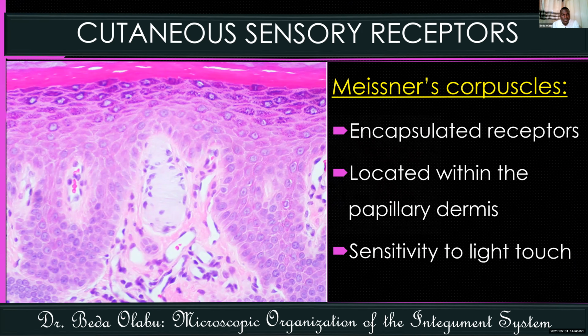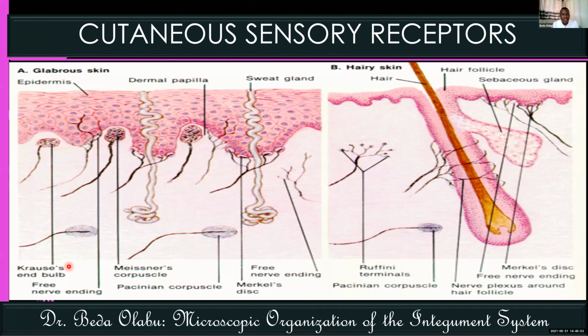There are many other receptors we mentioned, like the Krause end bulb, Merkel's disc, Ruffini terminals, and nerve plexus around hair follicles. And I remember giving you an assignment to go check on what they do. The assignment still stands.